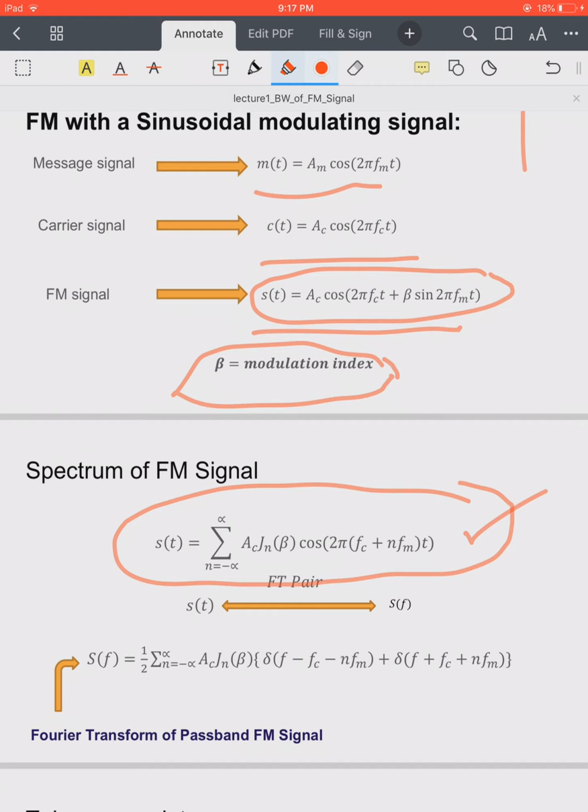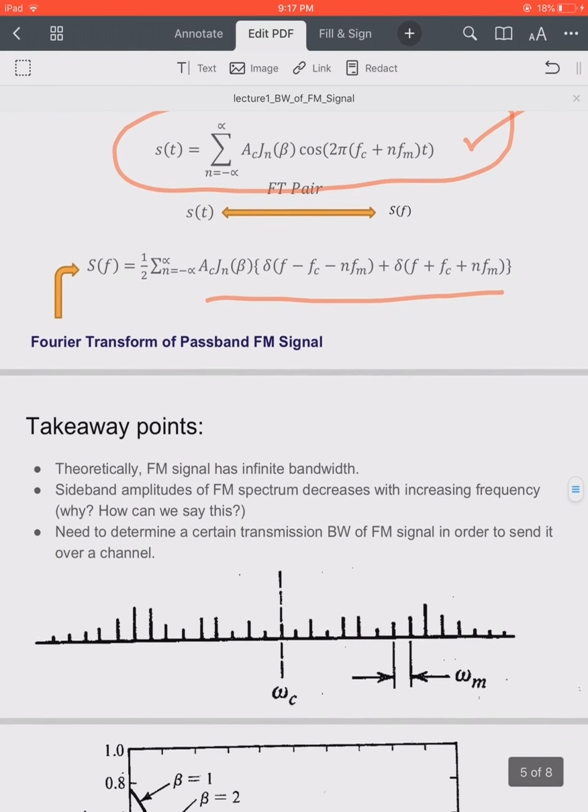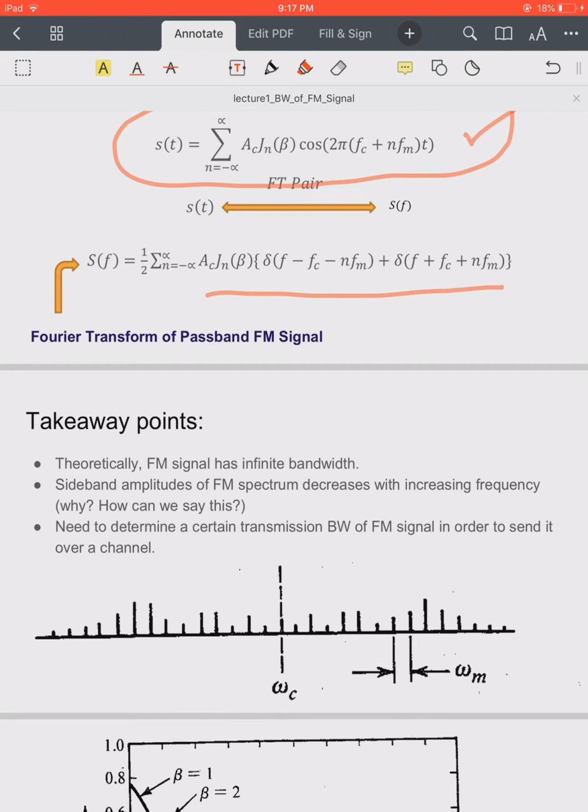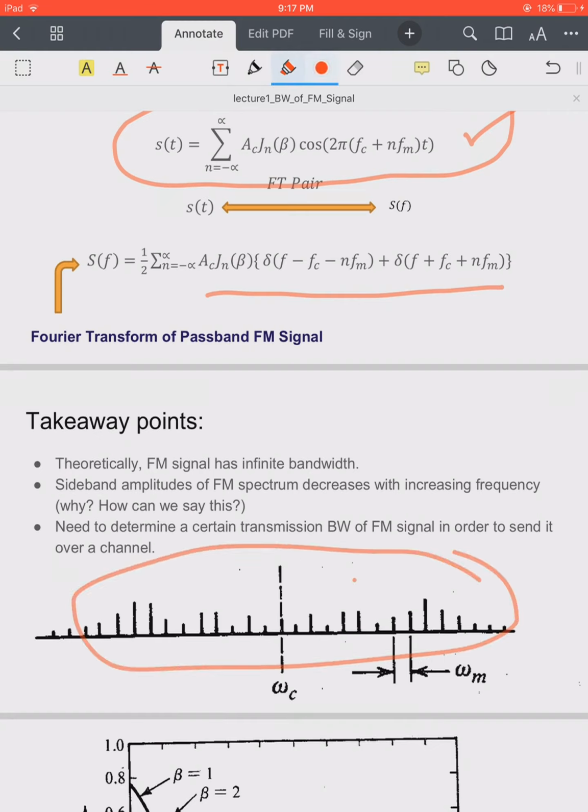So the Fourier transform of s(t) is very straightforward. This is basically a summation of impulses. The Fourier transform of the passband FM signal is simply the summation of impulses, so the spectrum of the passband FM signal is a series of impulses. It will look like this: a series of impulses centered around fc. This is our fc.